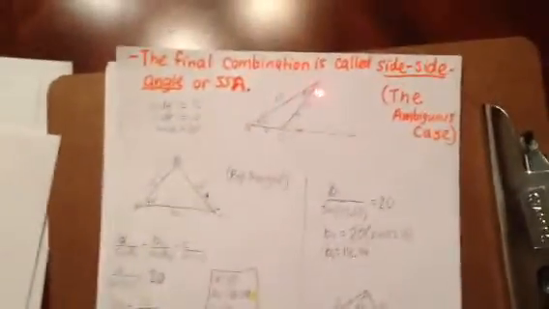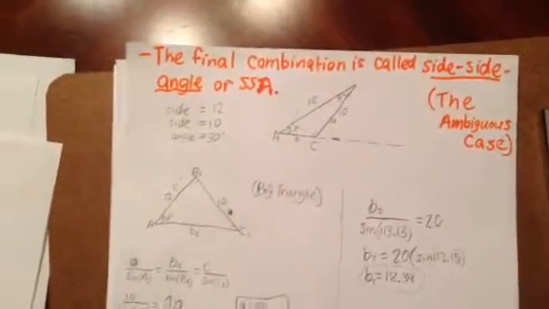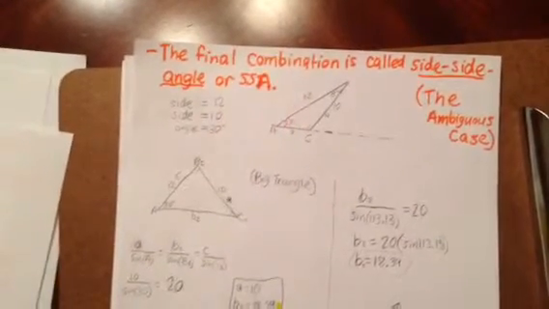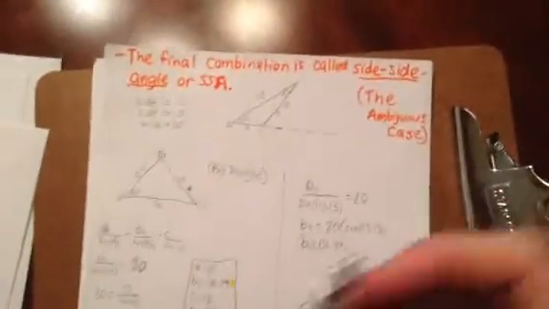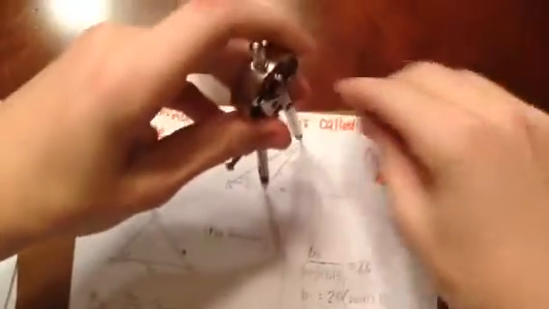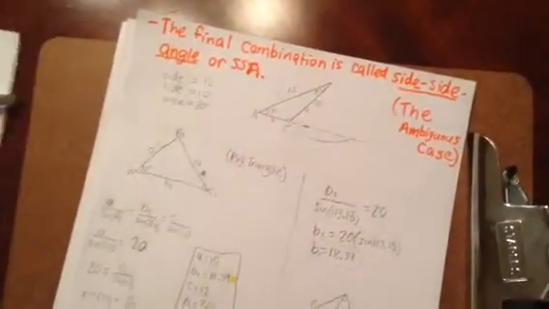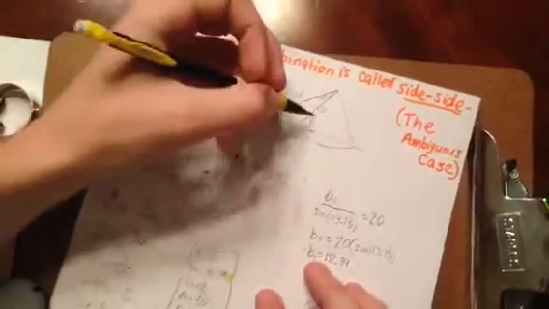Now the final combination is called side-side-angle, or SSA. It's also called the ambiguous case. Now I'm given a side of 12 and a side of 10 and an angle of 30. What I don't know is what this other angle is. So for all I know, this angle could be all the way over here. I'm going to do a small example of it right now. So this 10 could really be over there for all we know.